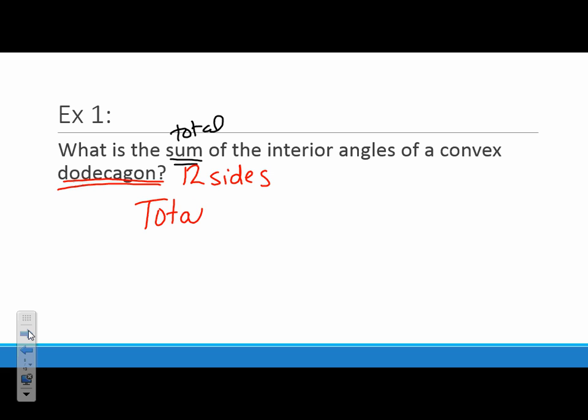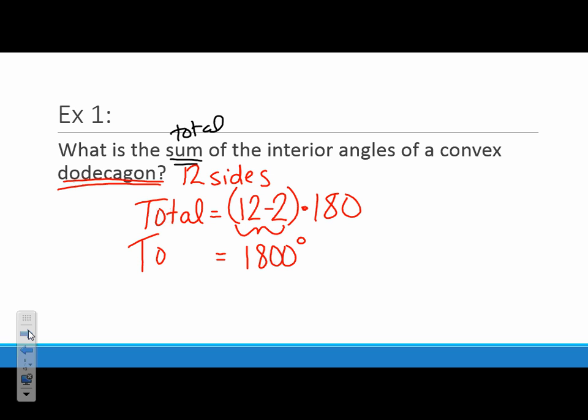And so if I was going to find the total, I'd use the formula that says the total equals the number of sides minus 2 times 180. That's the formula you just got done writing down. So if I use my mental math or my calculator here, 12 minus 2 is 10 times 180 means that I would have 1,800 total degrees. Now you might be thinking, wow, that's a lot of degrees. Well, remember, it's a dodecagon. It has 12 sides and 12 angles, so of course there's going to be a lot of degrees there.